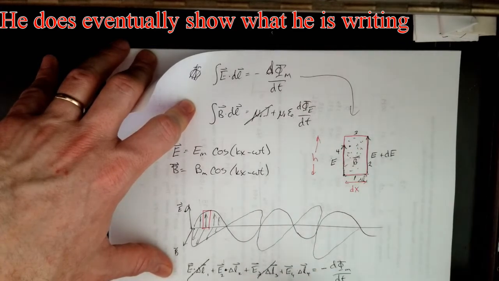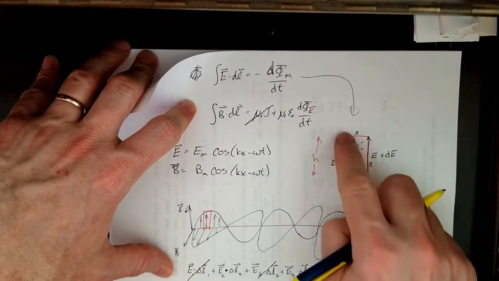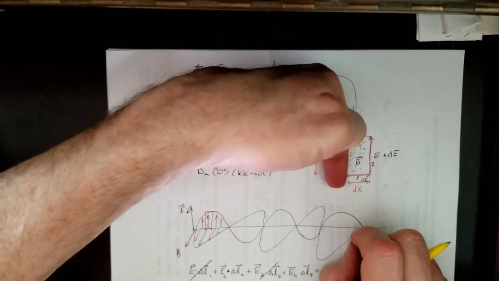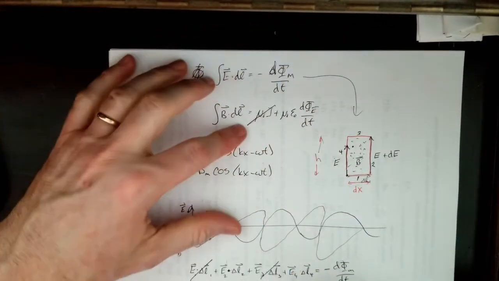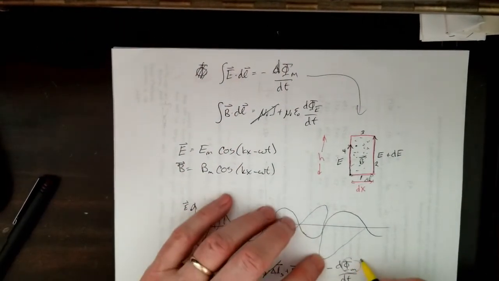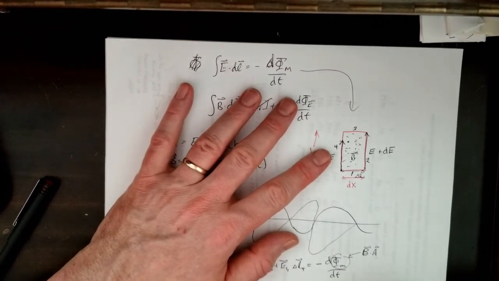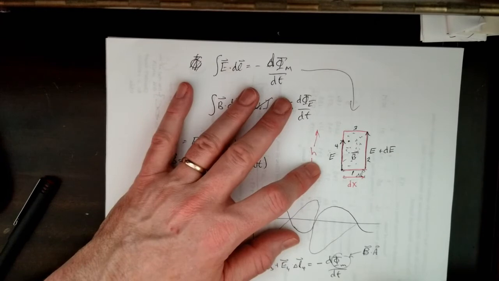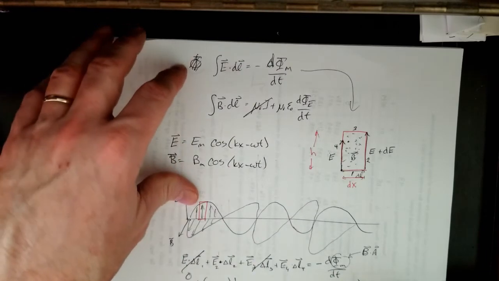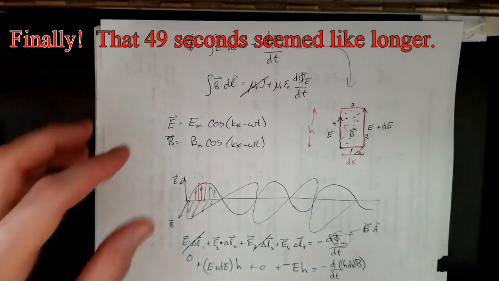For 2, I'm going in that direction, so this is E plus dE times that length right there, which is h, plus 0, plus, and then this right here, my dl is going, I'm trying to get back to the start, so dl is going that way, but E is going that way, so it's negative Eh. This is equal to, well, the magnetic flux is B times A. So this is negative d/dt of my area, which is h dx, times B.